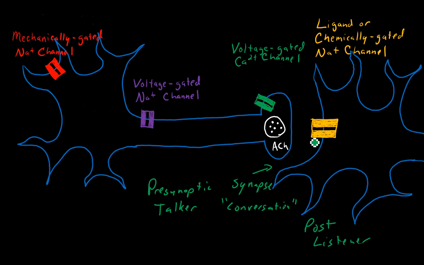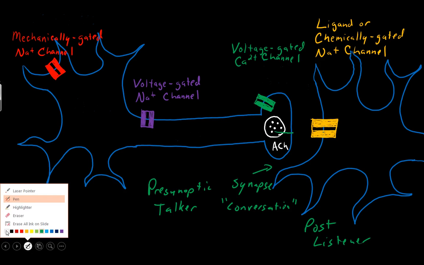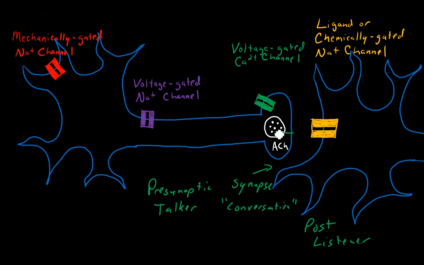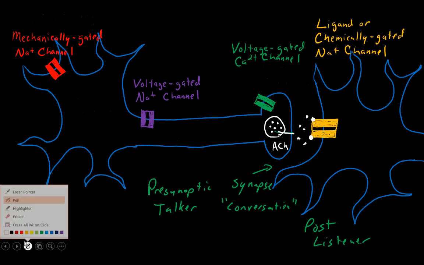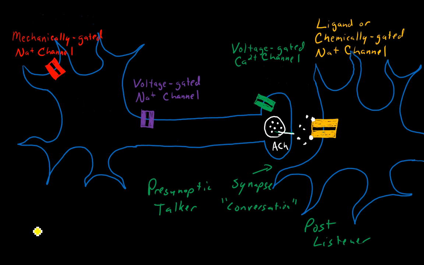All right, so the presynaptic cell secretes a chemical, and the postsynaptic cell is going to absorb that chemical and be affected by it. So if we look here, I'm going to go ahead and draw some acetylcholine. All right, let's go ahead and change this to white. So I'm going to draw some acetylcholine being released across this synapse, and when it binds to this chemically gated sodium channel, that's then going to allow more sodium to enter into the cell.